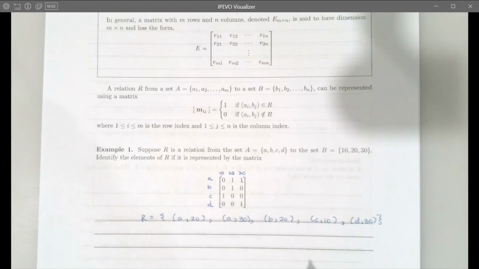And that is in general how we use matrices to represent relations. We'll use the rows to represent input and the columns to represent output. If you have a 1 at the ijth position, that means that the ith element of the input gets mapped to the jth element of the outputs.